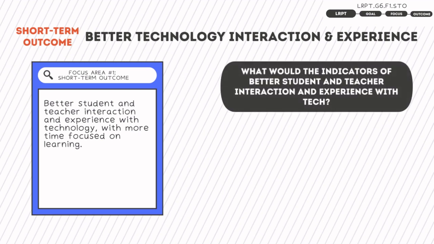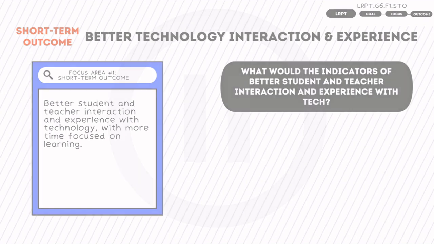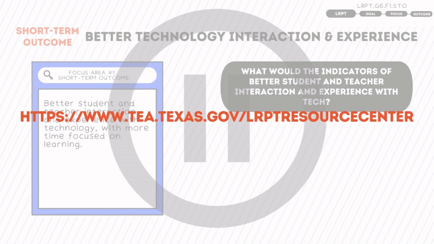What would the indicators of better student and teacher interaction and experience with technology look like for your district? In addition to less learning time lost, how would you measure this outcome? What would it look like in the classroom? Pause the video here and use your workbook to write down what you would look for as proof of this outcome taking place consistently.